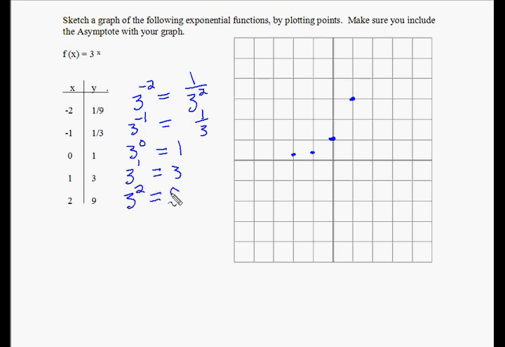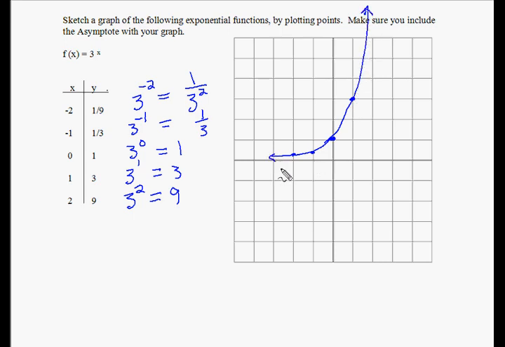And one more dot to help finish out this graph. 3 squared is 9. So at 2, okay, well, I thought we'd have one more dot, but it seems to have gone right off the paper. So your exponential graph is this nice curve that continues up and goes up forever.